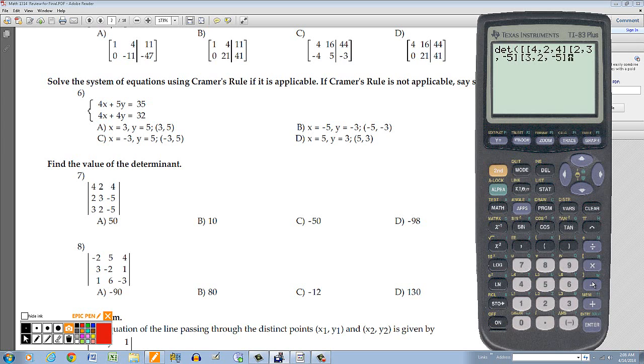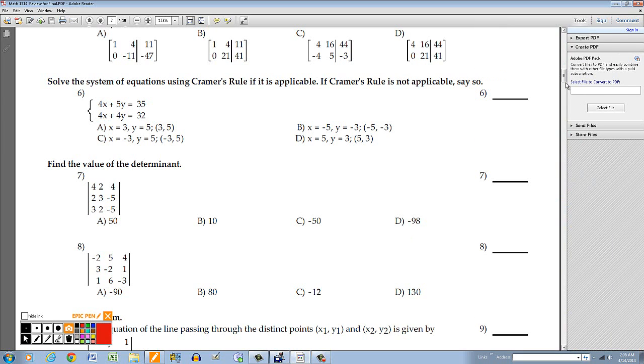Okay, so in this method, to evaluate a determinant, I access the determinant function from the matrix menu, and then math. And then I start off with the main brackets, and then basically I have all the rows in brackets. 4, 2, 4. Next one in brackets, 2, 3, negative 5. The next one, 3, 2, negative 5. Close again with the brackets, and the rows are contained in brackets. And then I hit enter, and I get negative 50. Okay.